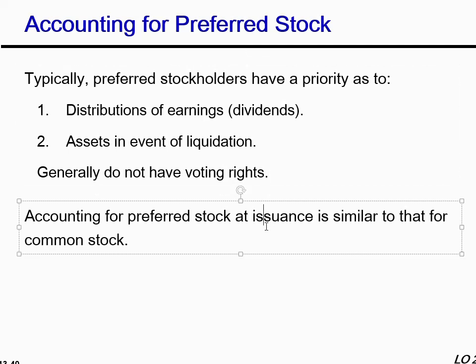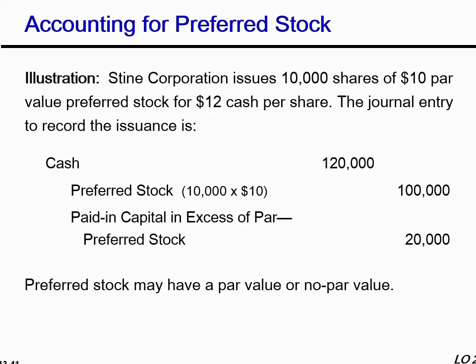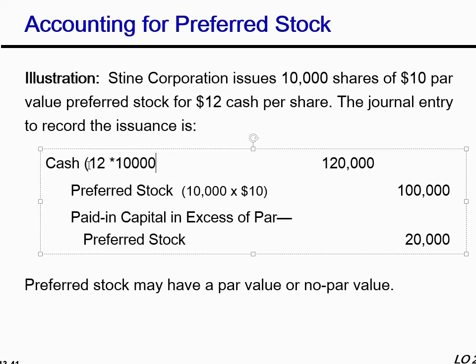The entries are exactly the same as we do for the common stocks. The only difference is, instead of crediting common stock, we credit preferred stock. Let's see this example. Stein Corporation issues 10,000 shares of $10 par value preferred stock for $12 cash per share. So 10,000 are issued, par value is $10, and the issue price is $12. So let's record the journal entry. We receive cash of $12 for 10,000 shares. So how much cash did I collect? 12 multiplied by 10,000, 120,000 cash I have received.